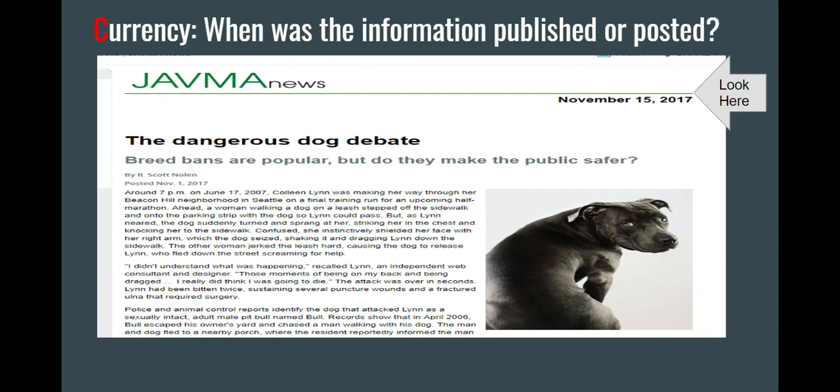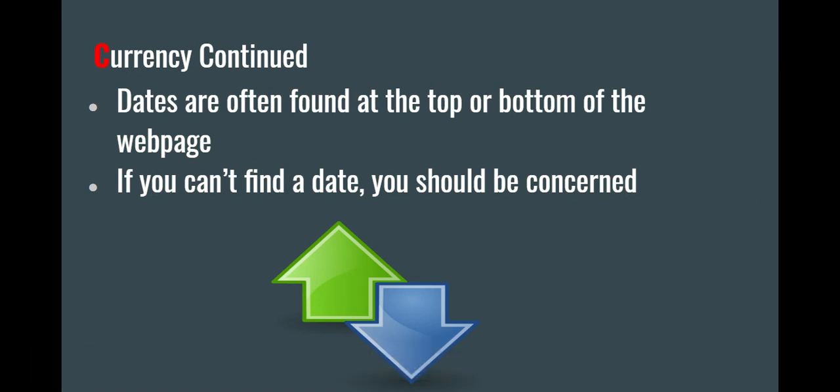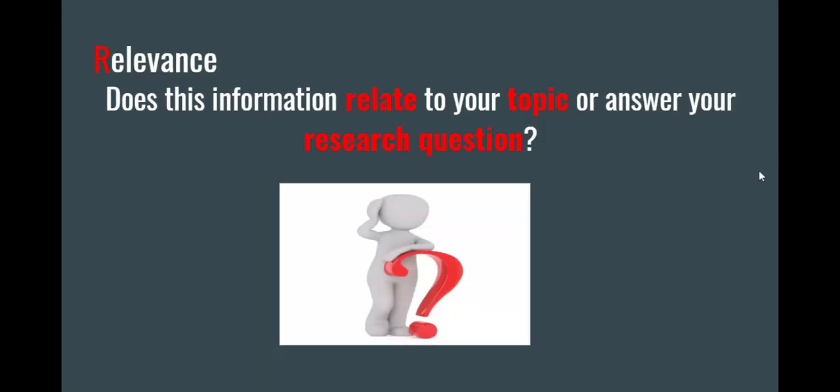All right, so this was taken from a presentation that I have done before with seniors. I was showing them an article, and on here, obviously, you look for the date. So when was information published or posted? You can see there it fits within there. And usually that date can be found at the top or the bottom of the page very easily. And if you can't find a date, that should be a red flag that maybe you need to stop and move on to another article. Not always, but it should be a concern.